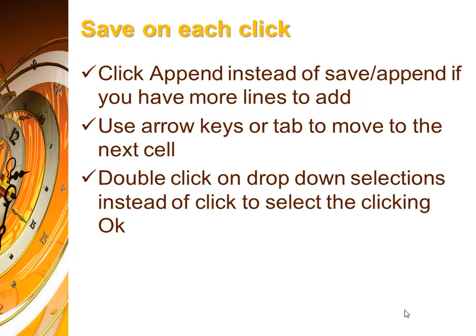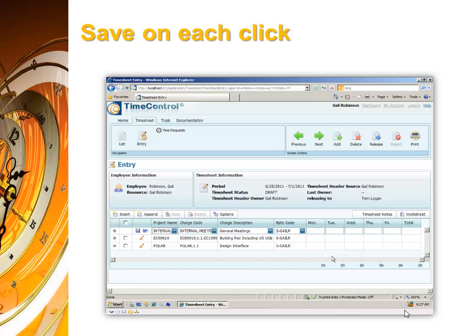Each time you add a line, there are ways to save a little bit of time on a click. For example, when you add a new line and you're still editing the one that you're on, you don't need to save this line and then click append or insert. You can just click append or insert and the save will happen automatically. And on selections, when you have a drop-down list, double-clicking on the selection instead of clicking to select and then clicking OK can save a few seconds each time. Let's take a look at some of this on a screen.